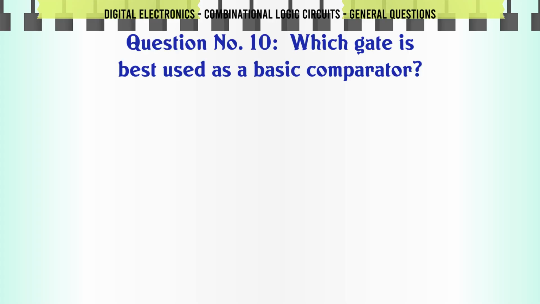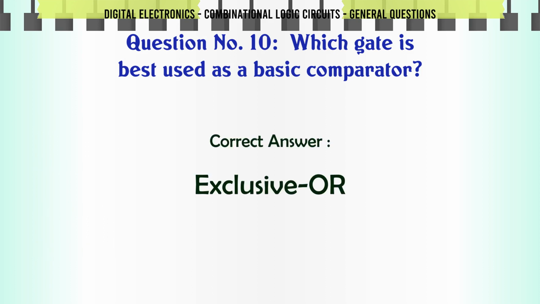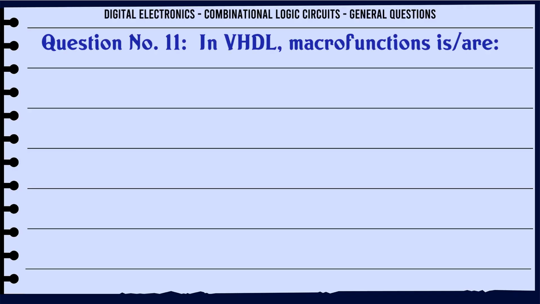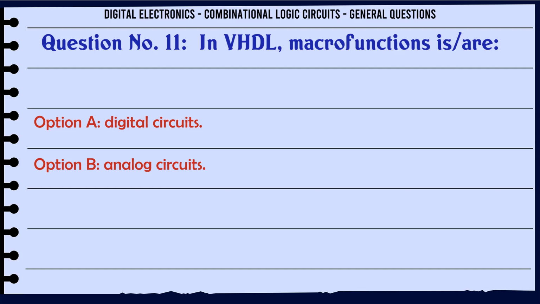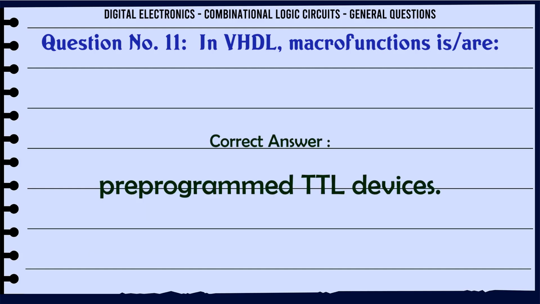Which gate is best used as a basic comparator? A. NOR. B. OR. C. Exclusive OR. D. AND. The correct answer is exclusive OR. In VHDL, macro functions are: A. Digital circuits. B. Analog circuits. C. A set of bit vectors. D. Pre-programmed TTL devices. The correct answer is pre-programmed TTL devices.